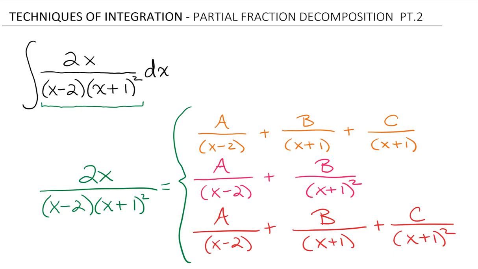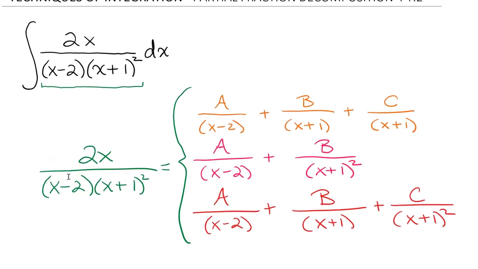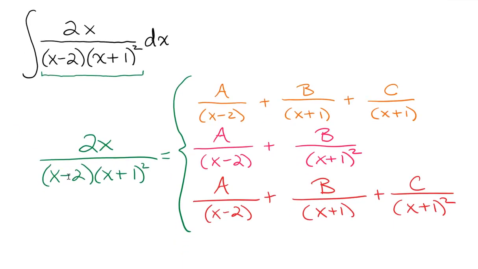Now, what differentiates this from the last example that we had is that in the denominator, we have a squared factor, meaning we have the same factor being multiplied by itself twice. And I've written 3 possibilities for the correct form of the partial fraction decomposition. The first in orange, the second in pink, and then the last in red.